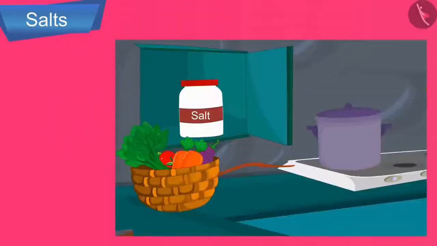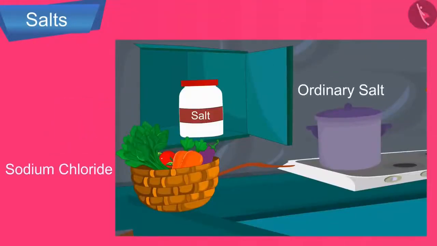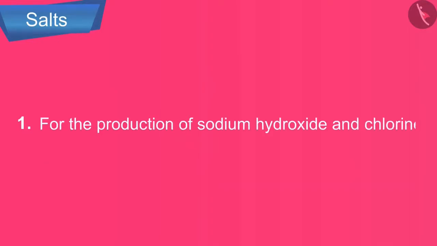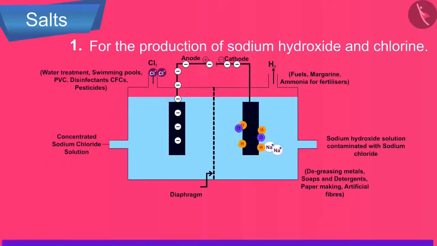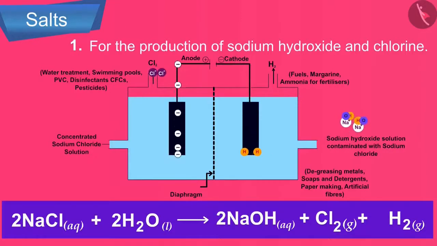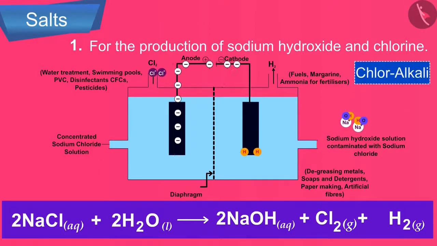And friends, do you know that ordinary salt, sodium chloride, is an important raw material for substances of our daily use? For example, 1. For the production of sodium hydroxide and chlorine. The various uses of the three products resulting from this process are shown here. This process is called the chlor-alkali process.